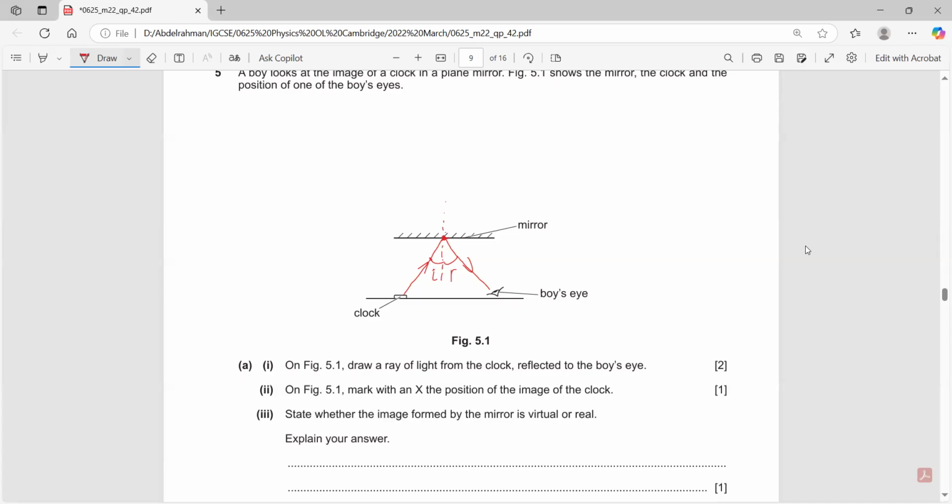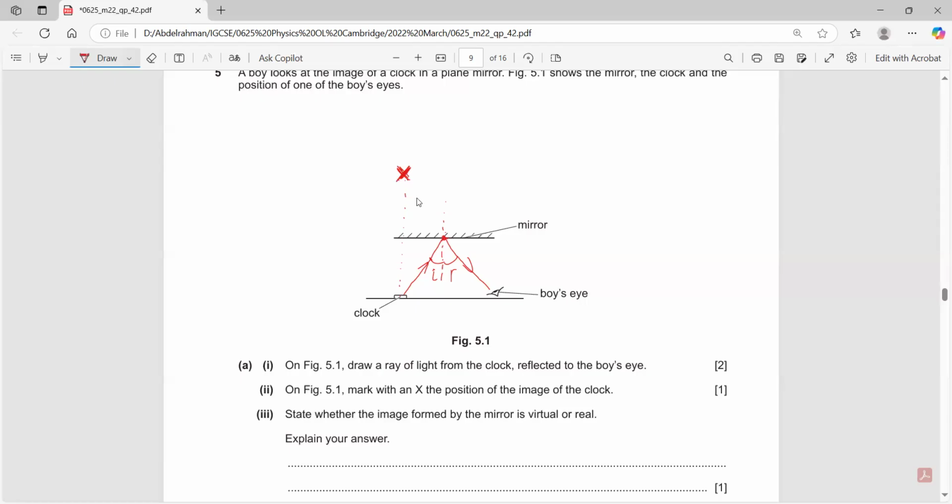Second point is that we need to draw the position of the clock, the image of the clock. Can I draw the position of the clock? Yes, I can. How can I do that? You can measure the distance from the clock to the mirror and then measure the same distance from the mirror to the other side, and this is the mark with the point X, the position of the image of the clock.